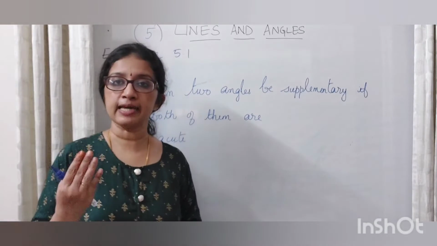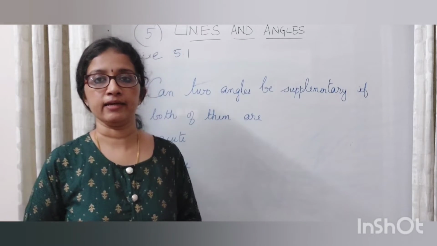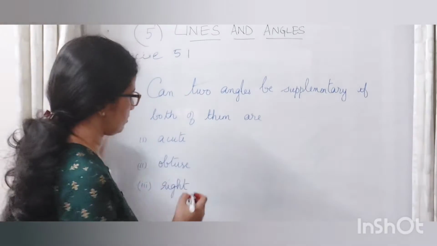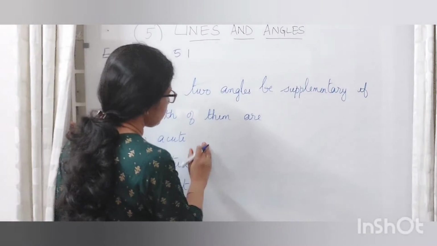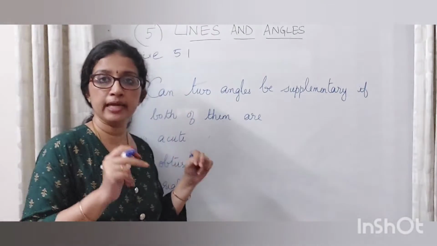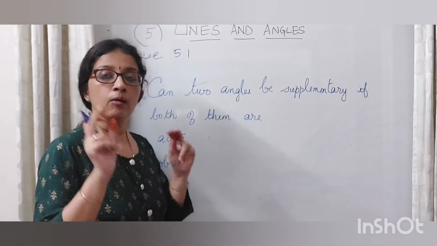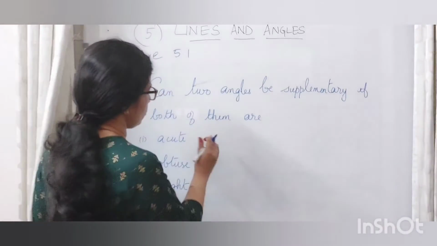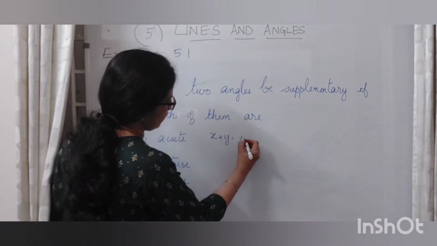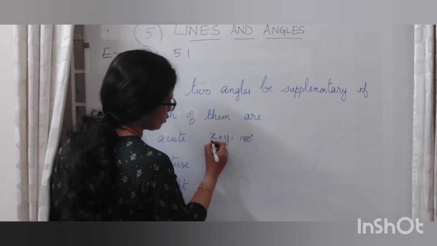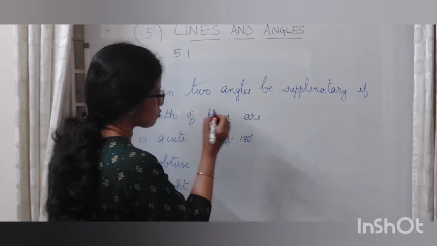So if it reaches 90 degrees, it will become right angle. So let's take 89 degrees. Okay, so 89. See, they have said both the angles should be acute. Okay, not one angle. Both the angles should be acute. So x, if you take x plus y is equal to 180 degrees, x should also be acute, y should also be acute.